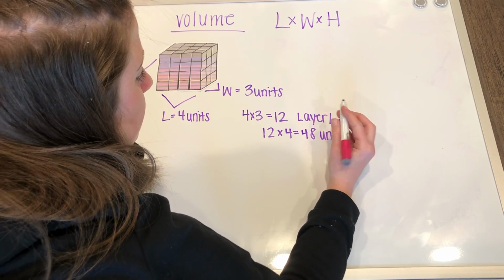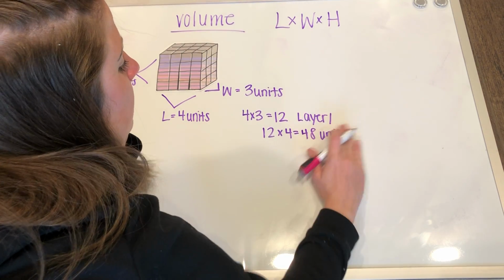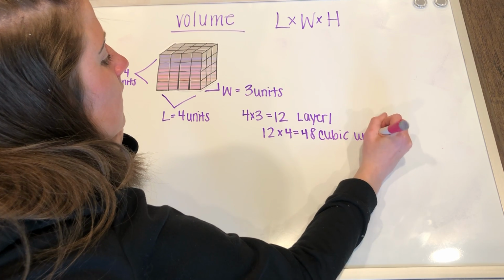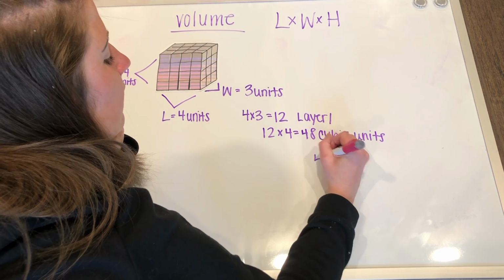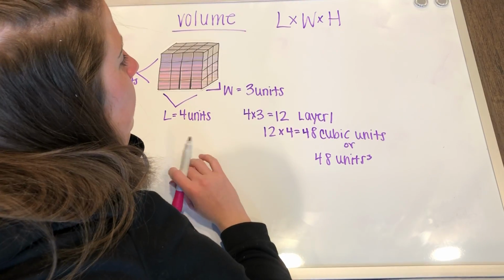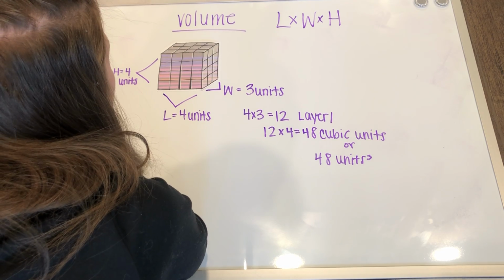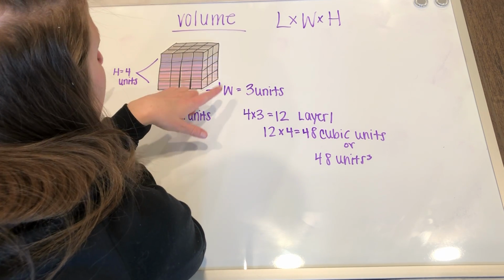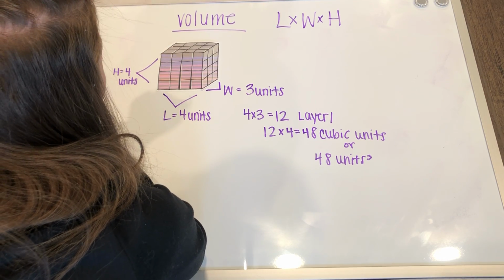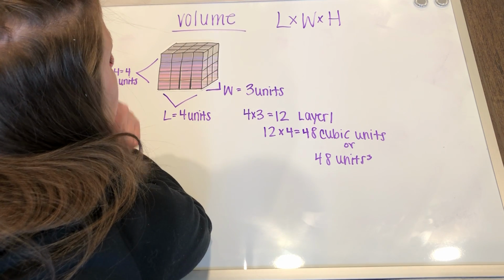But it's not just units, because we multiplied 3 things and this is the volume. This is 48 cubic units. Or we can even write it 48 units cubed with a little 3, because we're multiplying 3 units together. Okay? So what we do is we can multiply length times width to get our first layer. And then we can multiply our first layer by the height. So we're multiplying length times width times height. And that is how we find the volume.